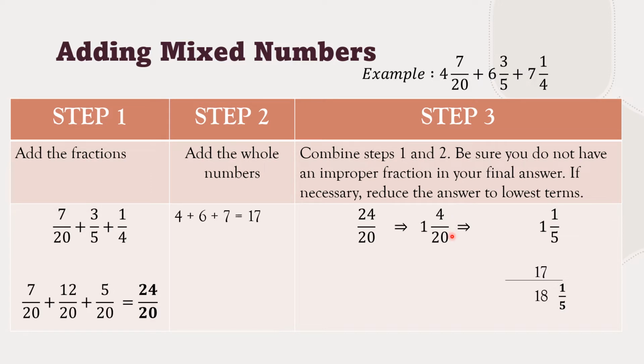4 over 20 is not yet in its lowest form, so we are still going to simplify this. So the GCF for this is, very good, 4. So 4 divided by 4 is 1 and 20 divided by 4 is 5. Now we are going to combine this 1 and 1/5 plus 17 is 18 and 1/5.